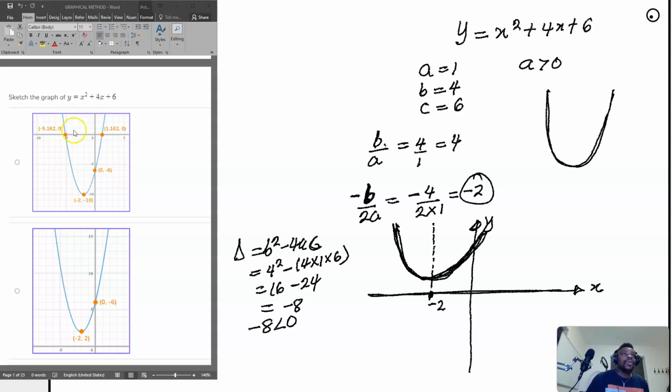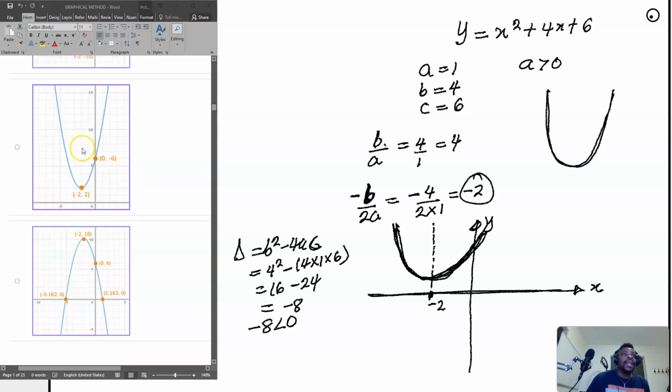So let's start with the first one. The first one here, you can see our curve is cutting the x-axis, which is wrong. We need something that will not cut the x-axis. So this is already out. Let's go to this one. Yes, this one, you can see this is the x-axis here. Our curve is not cutting. So this is a potential solution.